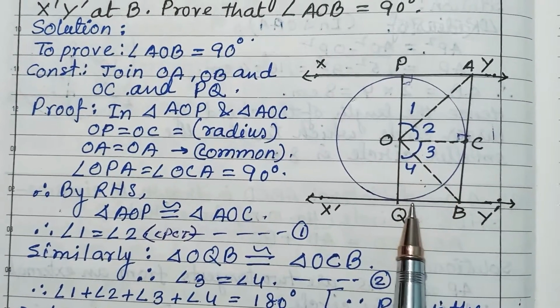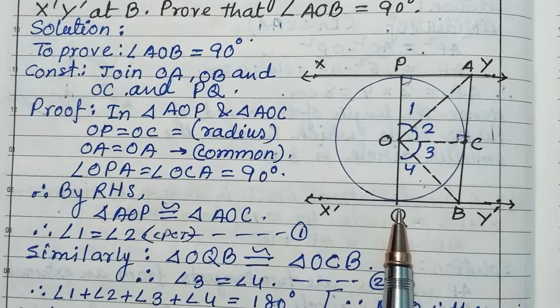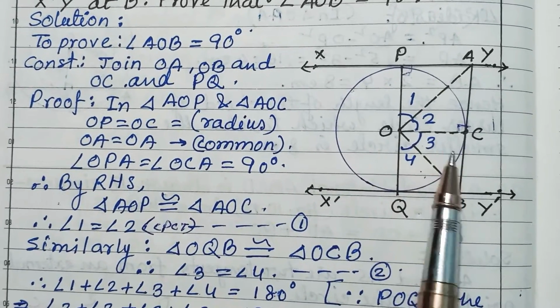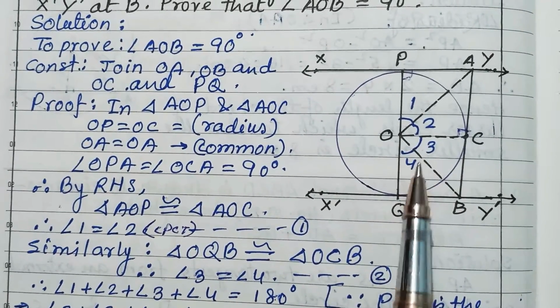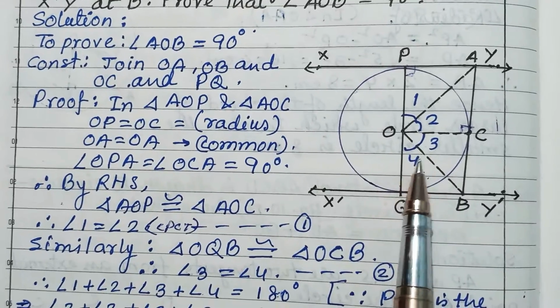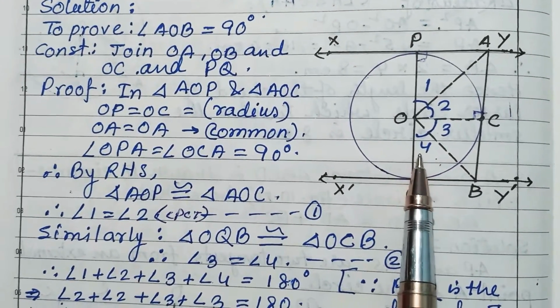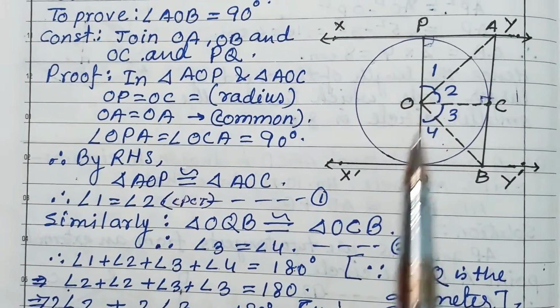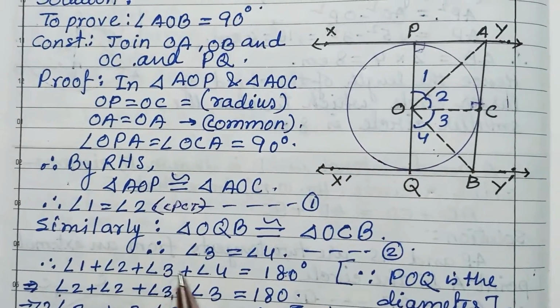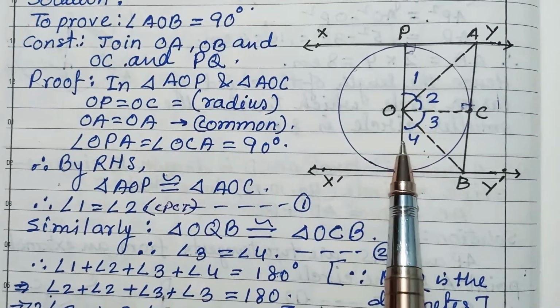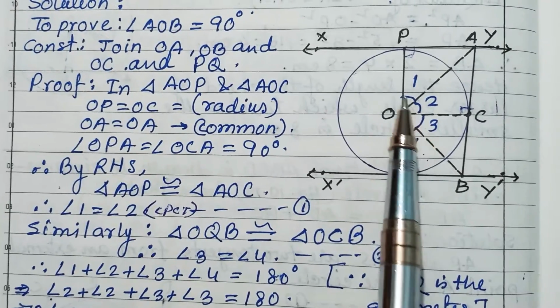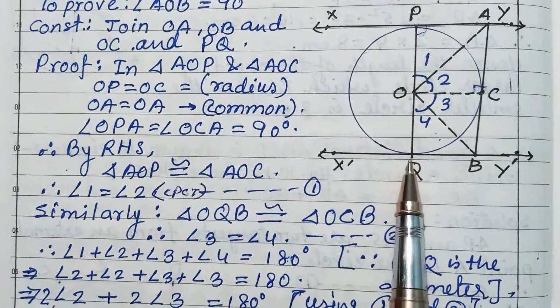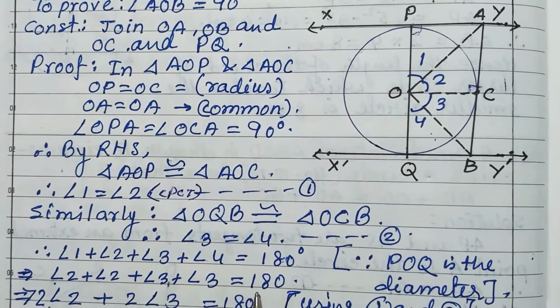Similarly, in triangles BOQ and BOC, angle 3 is equal to angle 4. That also we can prove. Now if we add all four angles, angle 1 plus 2 plus 3 plus 4, they are together on a straight line, so the four together are 180 degrees.